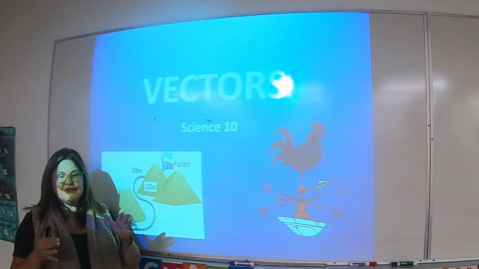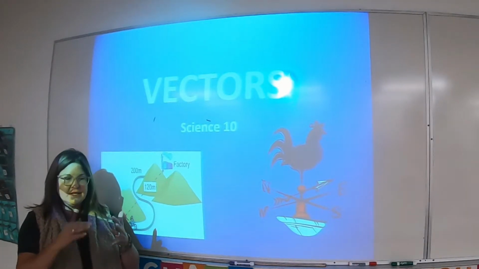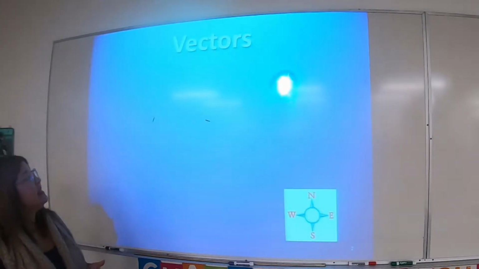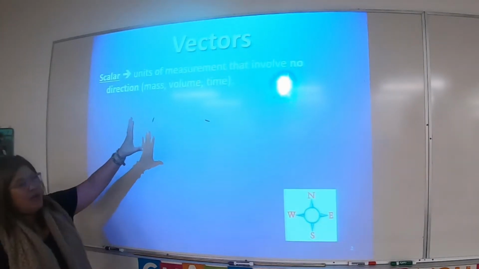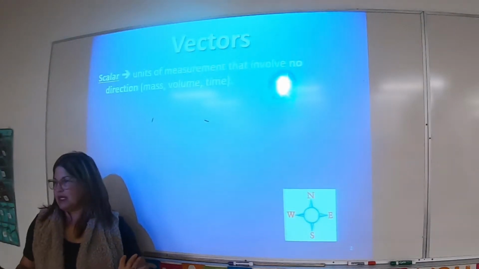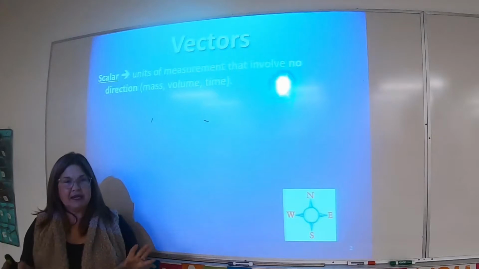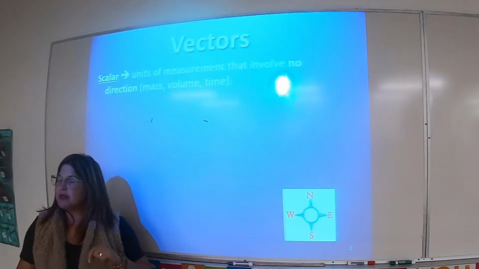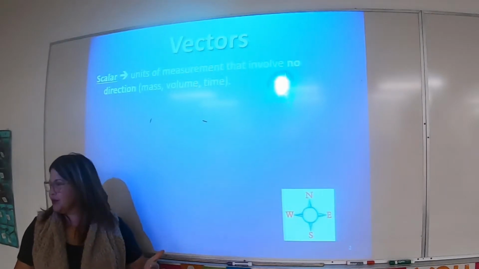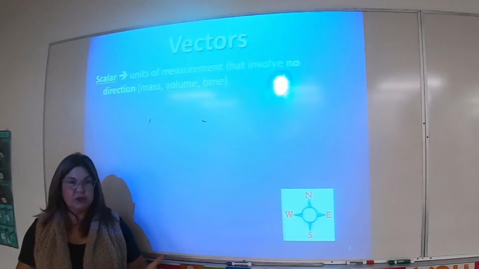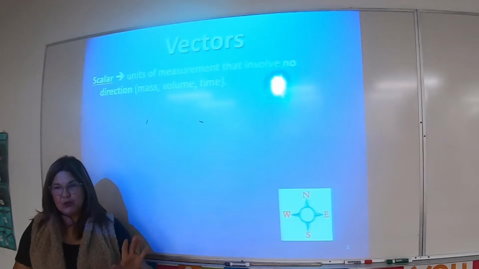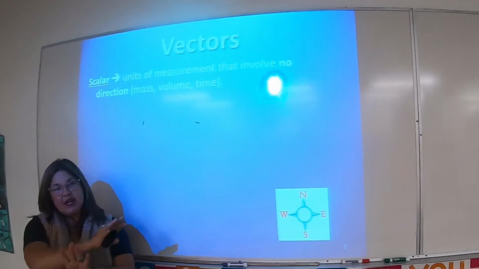To start vectors, we've already done acceleration, and now we're going to go on to vectors. When we're looking at vectors, we have to know the difference between a scalar and a vector quantity. That's one of the big topics here. A scalar quantity is just the regular old numbers that we have always used. So 14 seconds, it has a unit and it has a number out in front.